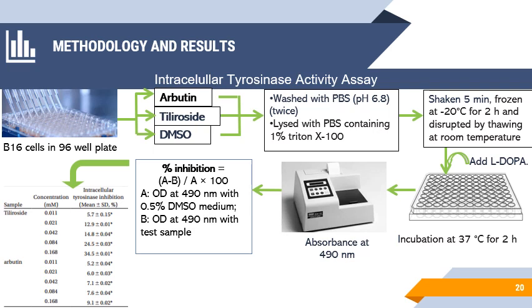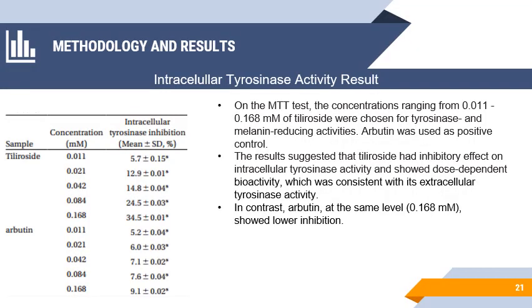From the absorbance result, we can calculate the percent inhibition, which is A minus B divided by A multiplied by 100. A is OD at 490 nanometers with 0.5% DMSO medium, and B is OD at 490 nanometers with test samples. And from the percent inhibition, we can find in the result, based on the MTT test, the concentration ranging from 0.011 until 0.168 millimolar of Tiliroside, and arbutin was used as a positive control.